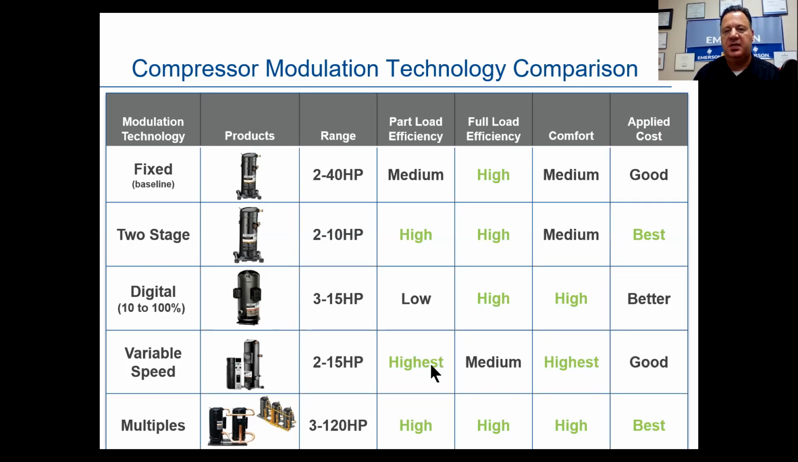You can see where variable speed shines on a partial load. It's at its best. Okay, it's the highest of everything. At full load capacity, it's medium, doesn't do as well. And then for comfort, obviously it's off the charts. The next one that I really think is a great technology, especially in refrigeration and air conditioning, that's catching on quite quickly is the digital. We unload and load that compressor. We don't shut it off necessarily. And I'll talk a little bit more about that here in a little bit.